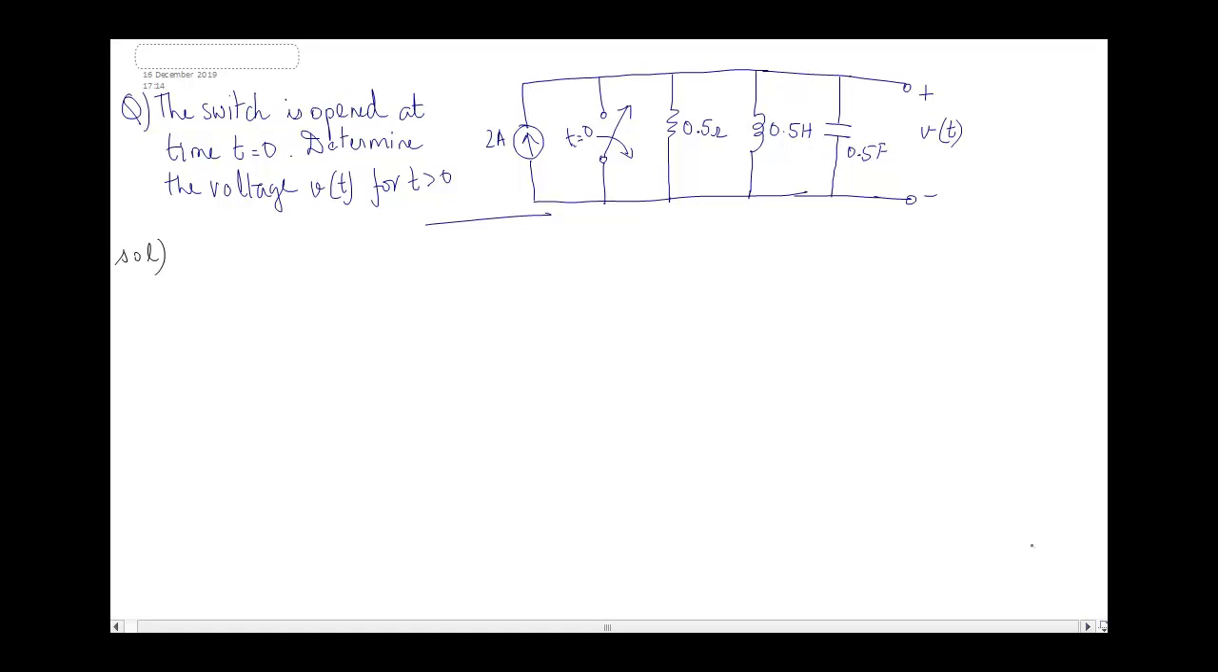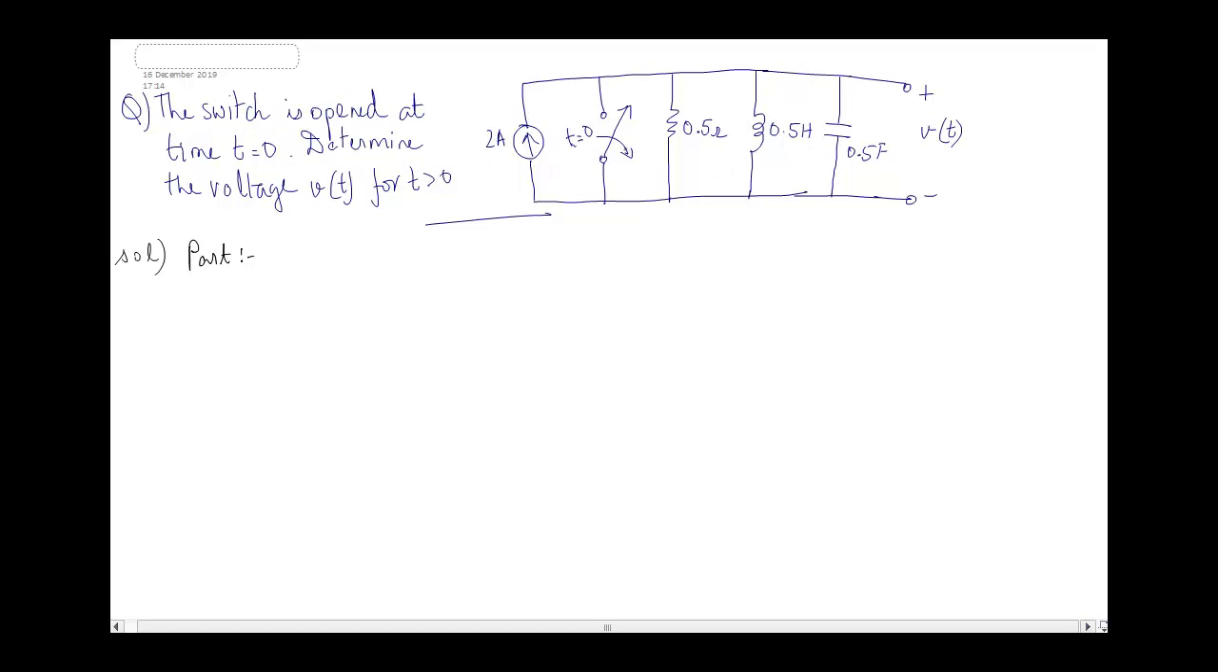Let's do another problem of transient analysis using a circuit having all the three, R, L and C. As you can see here, R, L and C are all in parallel. So part 1, we will try to find out what is going to be the voltage at this inductor and this capacitor. If you look at the question, the switch is opened at time t is equal to 0.